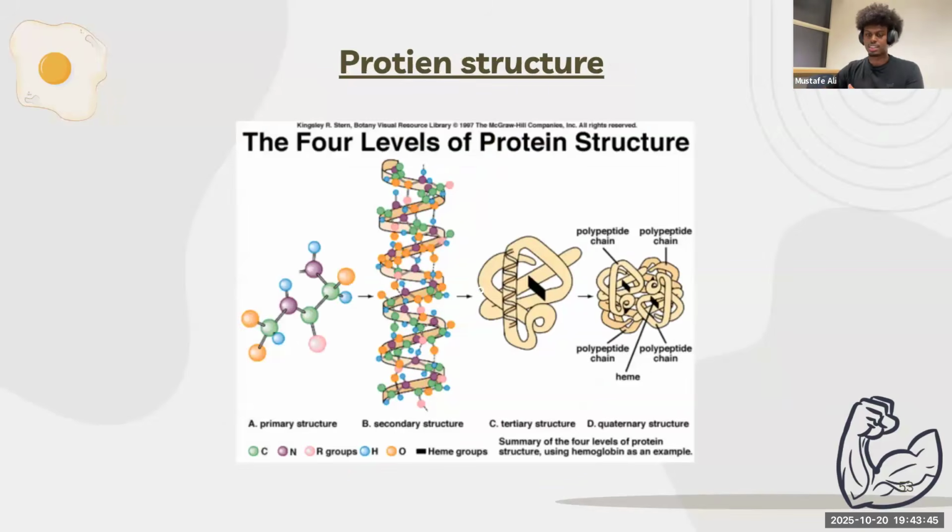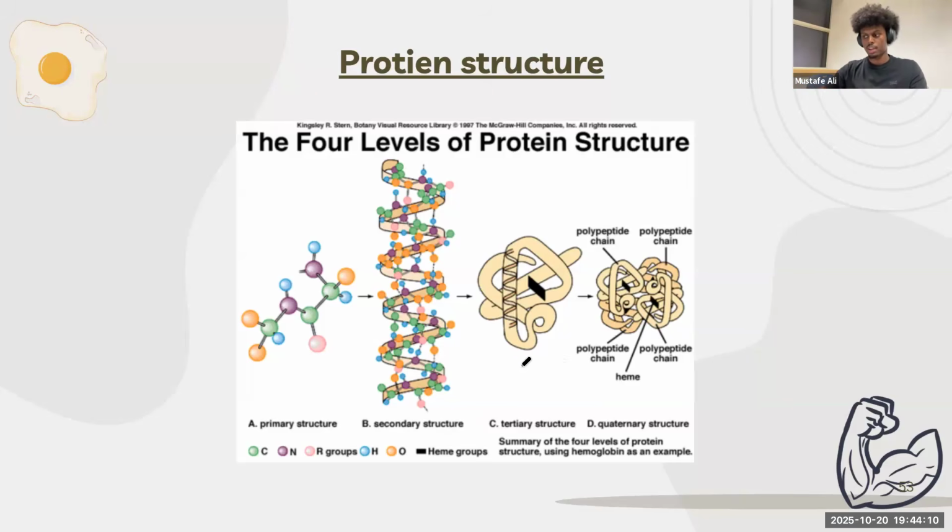So these are the four levels of protein structure. We have the primary structure, which is the simplest. It's literally just a sequence of amino acids. We have the secondary structure, which is made out of alpha helixes and beta sheets. The reason they form is because hydrogen bonds form in the polypeptide backbone.